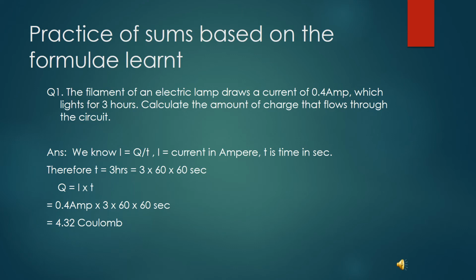How do I convert? 3 into 60 into 60. So now I get Q is equal to IT. Instead of I can write 0.4 ampere into 3 into 60 into 60. If you multiply, you get the answer 4.32. And what did I find out? I found out Q. What is the SI unit of Q? Coulomb. So the answer will be 4.32 coulomb. Hope you have understood it. Please practice it once again.